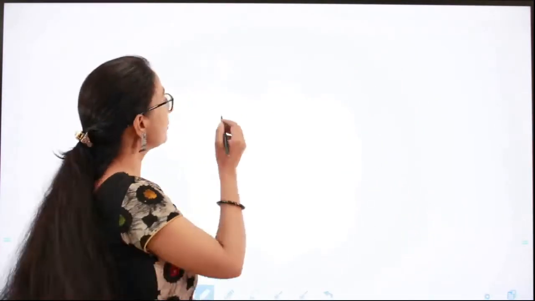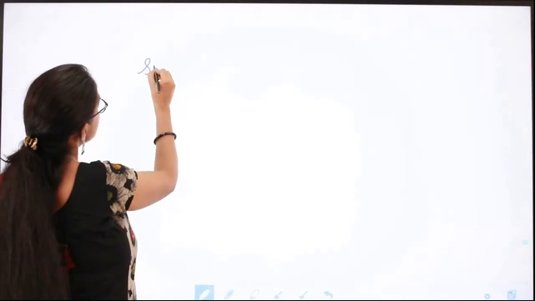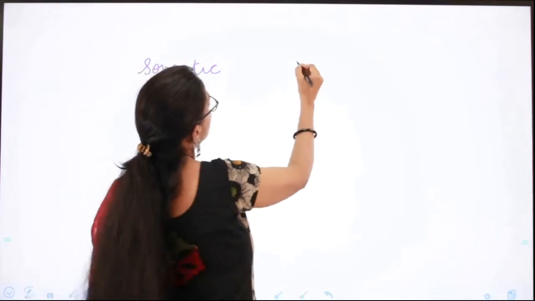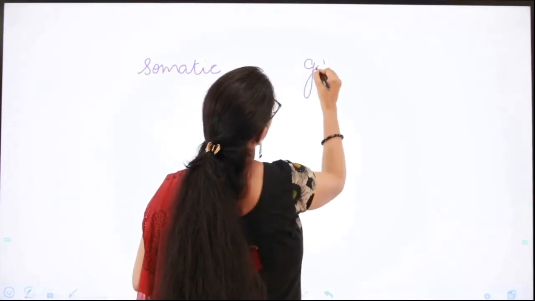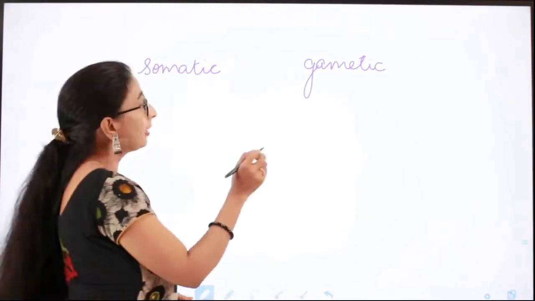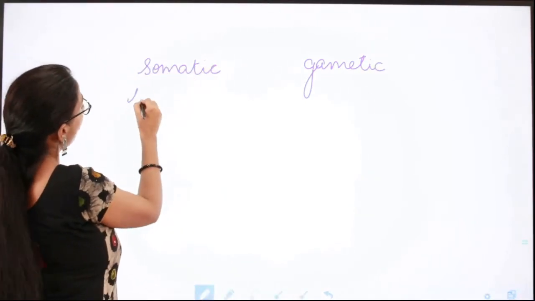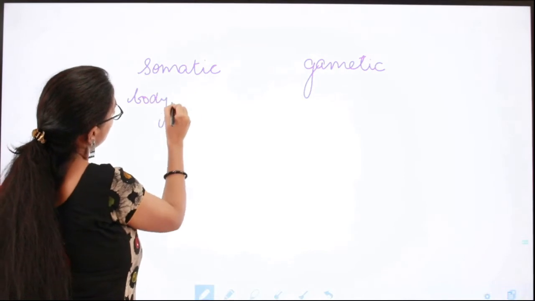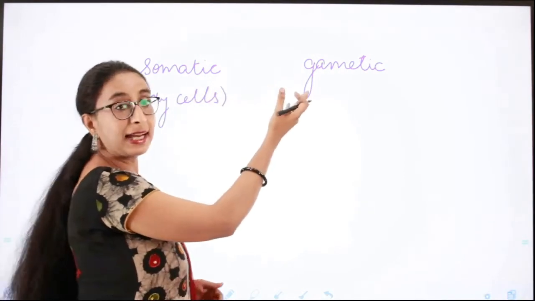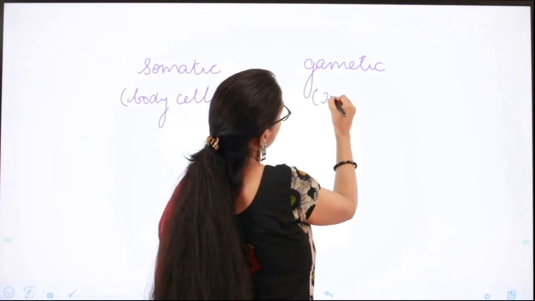It's better if you can know a little bit about haploid cells and diploid cells. So, we have two kinds of cells in our body, isn't it? We have the somatic cells and we have the gametes or the gametic cells, isn't it? So somatic cells are nothing but the body cells. And gametic cells are reproductive cells.